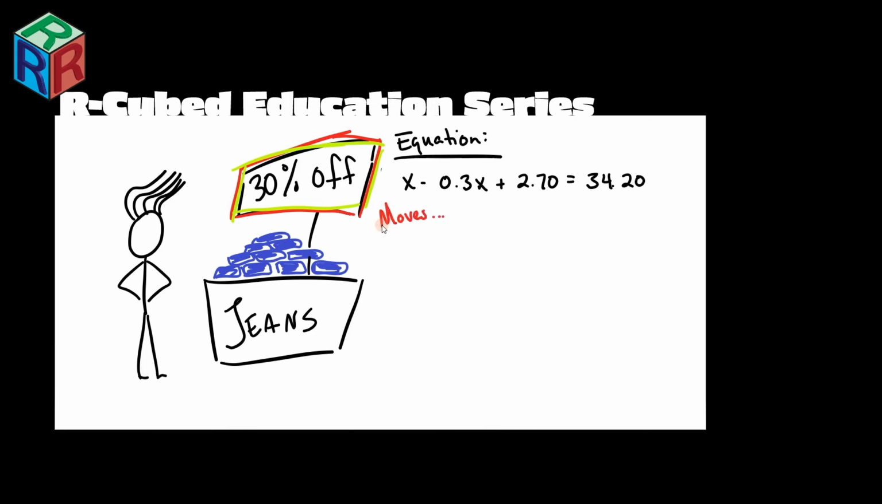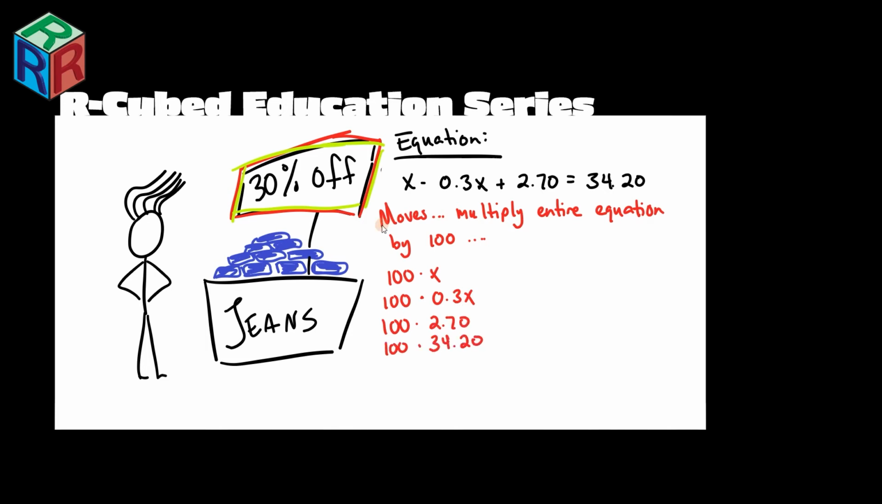Now let's talk about some moves that we can do with the equation. Let's begin by multiplying the entire thing by 100. So 100 times X, 100 times 0.3X, 100 times 2.70, and 100 times 34.20. So 100 times X gives you 100X. 100 times 0.3X gives you 30X. 100 times 2.70 gives you 270. And then 100 times 34.20 gives you 3,420. So multiplying it by 100 changes our equation a little bit, but it's still equivalent.